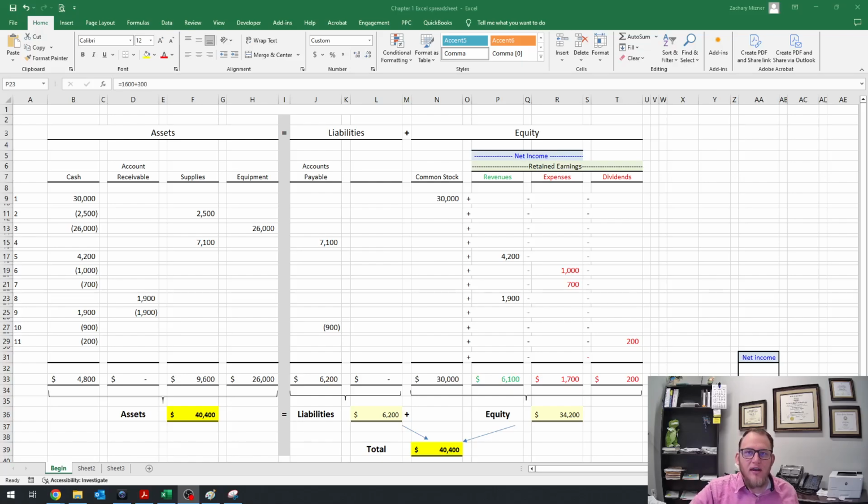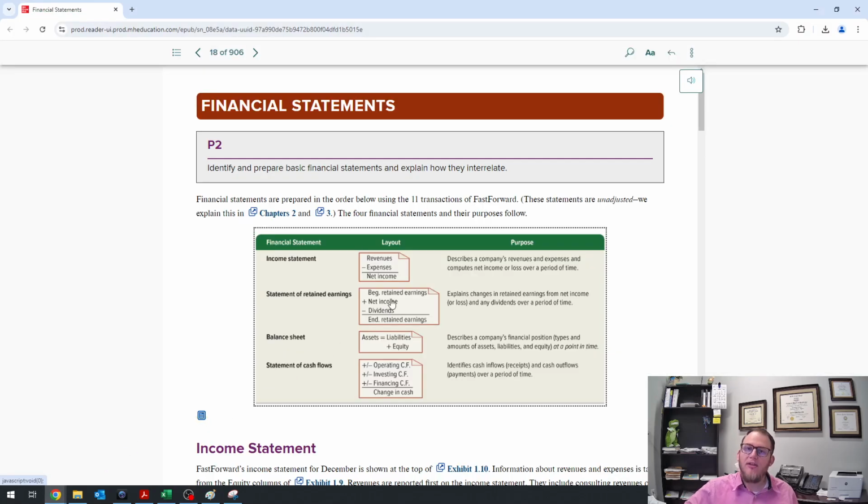Now that we've identified and recorded these 11 business transactions, let's take a look at how we are going to communicate that information. Typically, this information is communicated through what's called the financial statements, and there are 4 statements that are used. There's your income statement, your statement of retained earnings, your balance sheet, and your statement of cash flows.